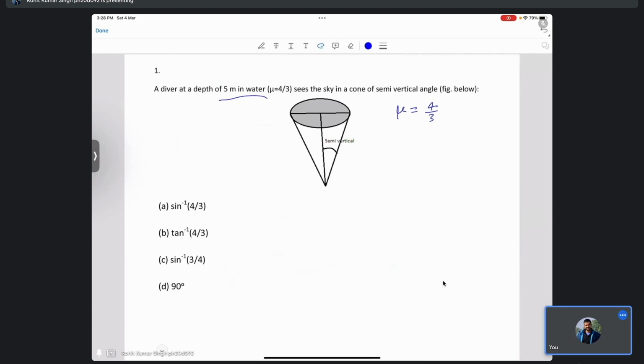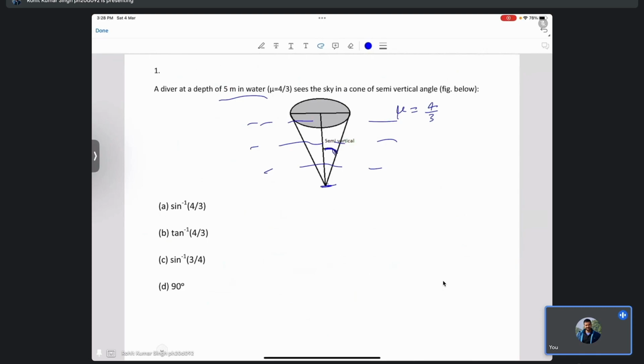So there is a diver here, and this is all water. And you have to find the semi-vertical angle, this angle, through the circle of which he sees the sky.